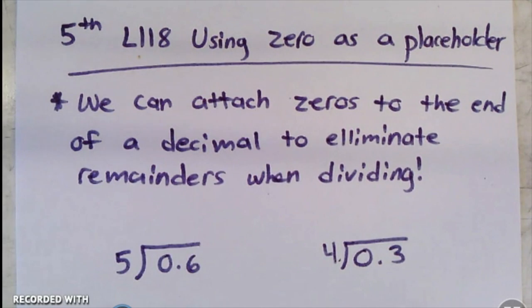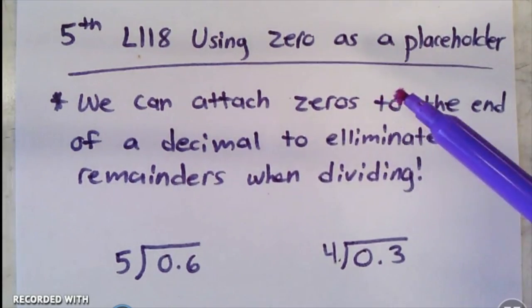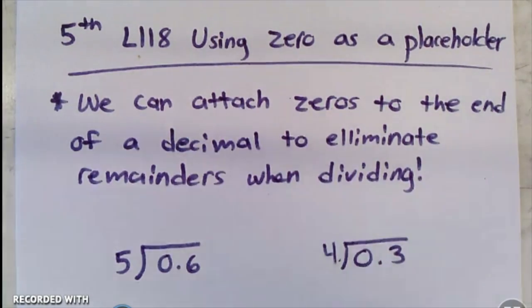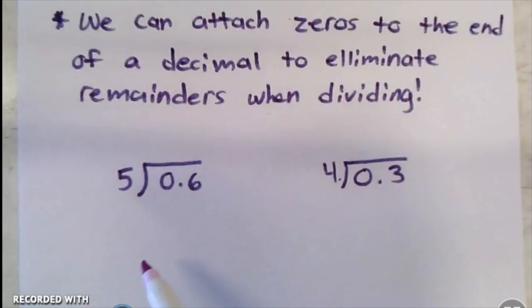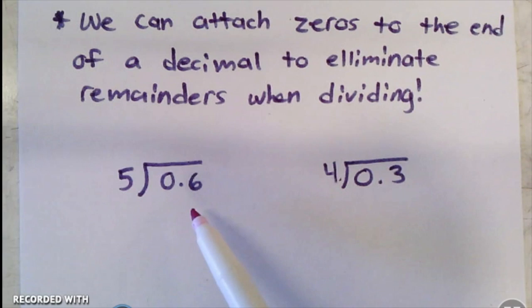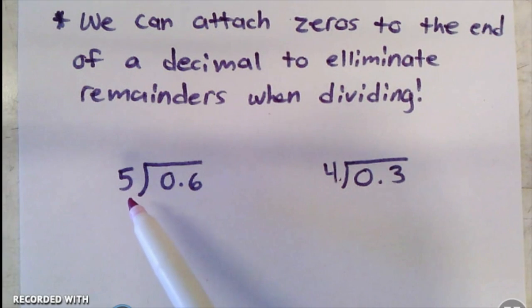Learners, and welcome to lesson 118 on using zero as a placeholder. So we can attach zeros to the end of a decimal, which we've already done before, to eliminate remainders when dividing. So instead of getting a mixed number, we're going to divide it out to get a full decimal number. Here are two examples. So let's say I have 0.6 divided by 5.